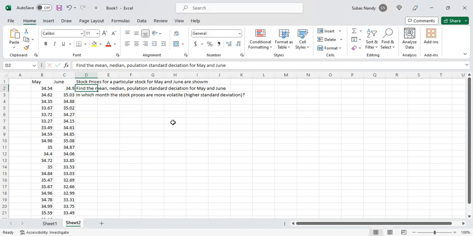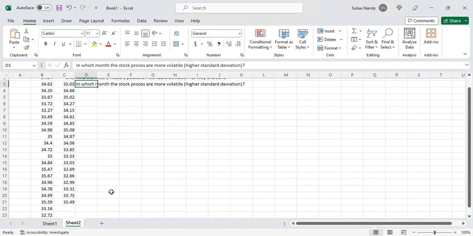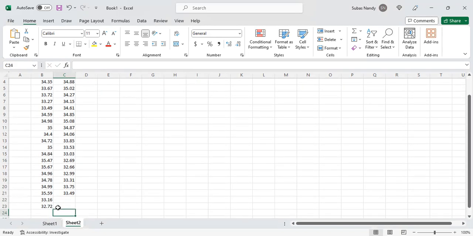Find the mean, median, and population standard deviation for May and June. In which month are the stock prices more volatile, meaning a higher standard deviation? So we will go down here and we will first calculate the mean, the average, of the stock price in each month.